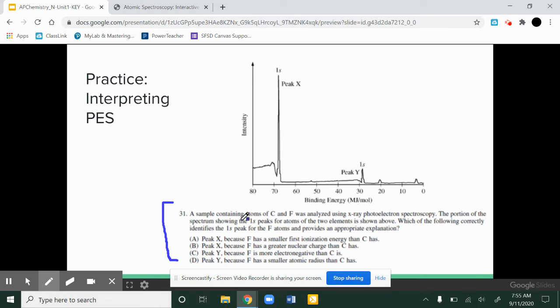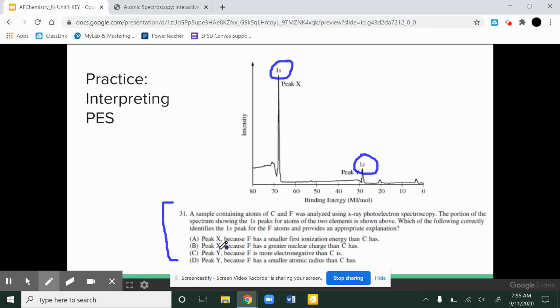We're focusing on the 1s peak, and it's asking which of the following identifies the 1s peak for fluorine compared to carbon. Well, the key is fluorine and carbon are in the same period together, and fluorine has more effective nuclear charge. So that's what I'm looking for in my answers. It looks like letter B might be the correct answer.